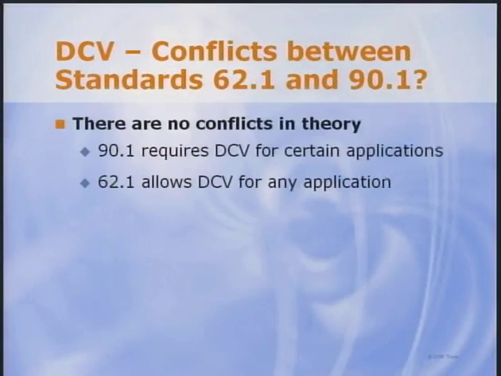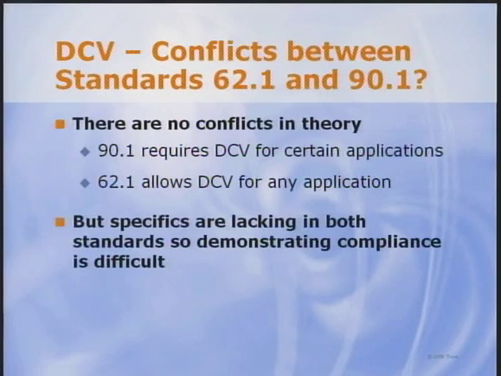Okay, Steve, Dennis and I have gone through the requirements of the two standards. Some people see conflict. What do you think? They are often perceived as being in conflict, but are they? I don't believe that there are any conflicts in theory. While Standard 90.1 requires demand control ventilation for certain applications, Standard 62.1 allows DCV and other dynamic reset strategies to be used in any application. So no conflict exists. It's possible to meet both standards at the same time with a single design, at least in theory.